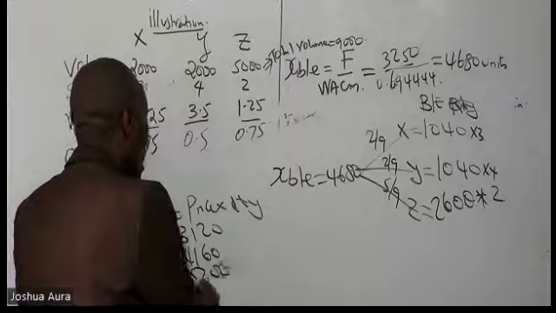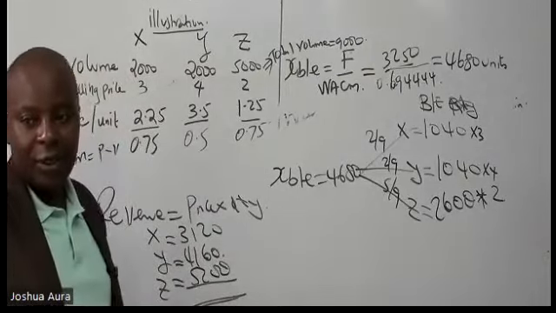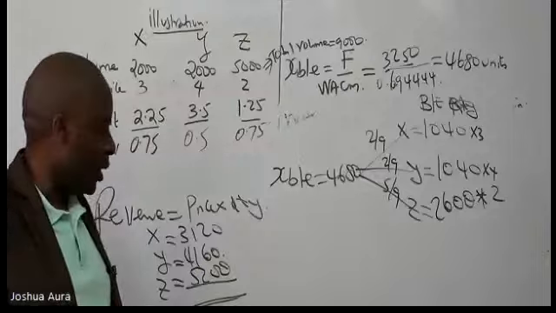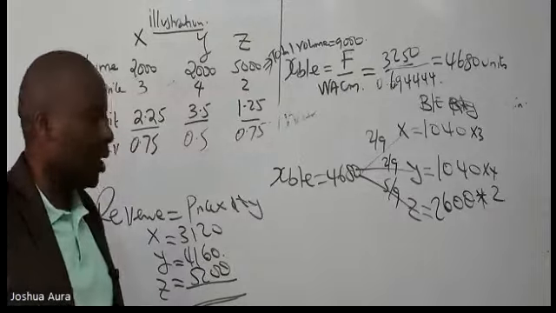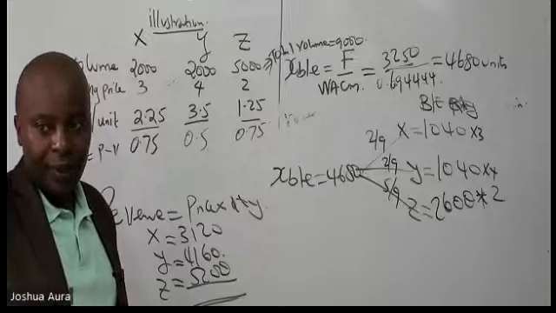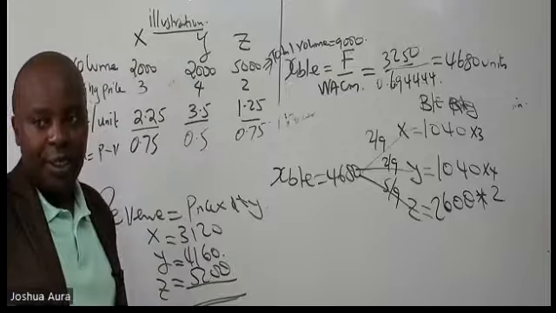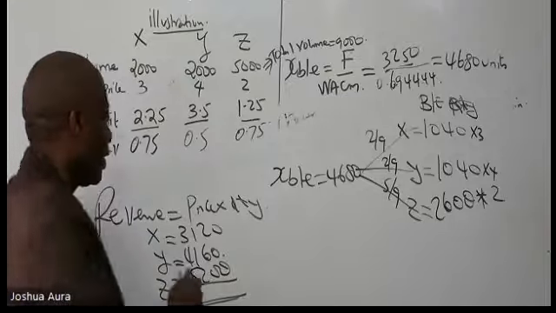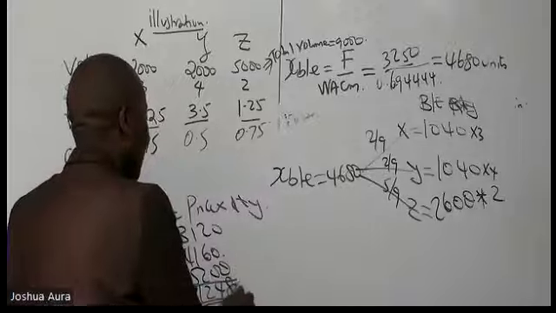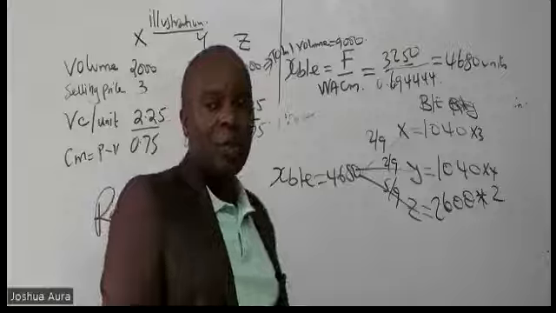So total will end up giving me what figure now? Please add the 3. If you add the 3, what shall you end up getting at the end of the day? 12,480. You have fully answered part 1 of this question.